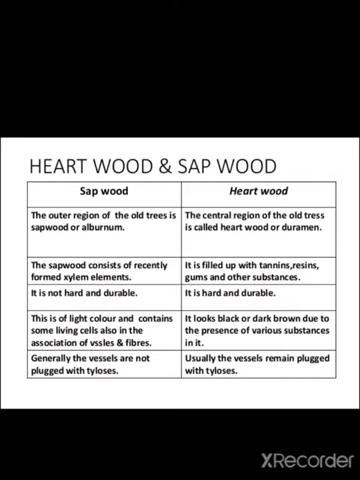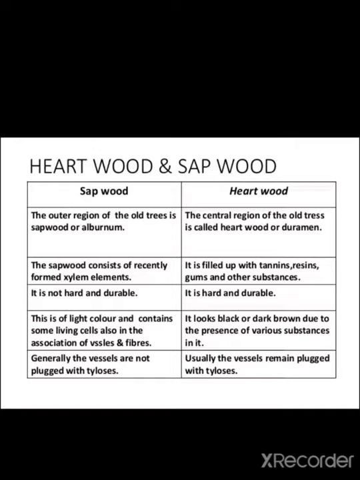Difference between heartwood and sapwood. Sapwood is the outer region of the old tree, also known as sapwood or alburnum. The central region of the old tree is called heartwood or duramen. Sapwood consists of recently formed xylem elements. Heartwood is filled up with tannins, resins, gums and some other similar substances.